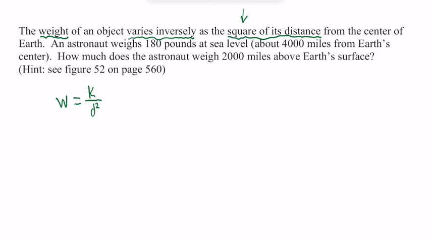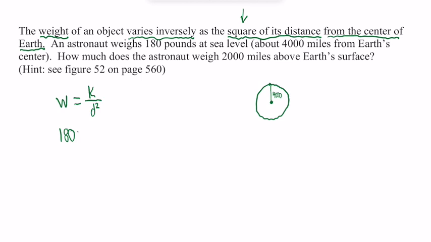And here it's distance from the center of the earth. So if we have a planet here, we're measuring distance not from the surface of the earth, but from the center of the earth. So our next sentence that we're going to use to help us figure out K says, an astronaut weighs 180 pounds at sea level, which is about 4,000 miles from Earth's center. So we have 4,000 miles there. That's our distance from the center in this case.